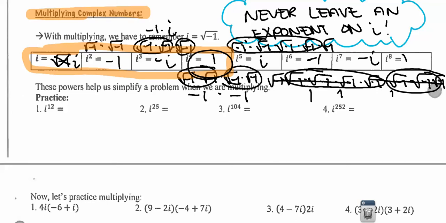So let's just go through this and you'll catch on pretty quickly. i to the 12th. So if I look at my exponent 12, does 4 go into 12? Yes. Done. My answer is 1, because 4 goes into 12, so my answer is i to the 4th.